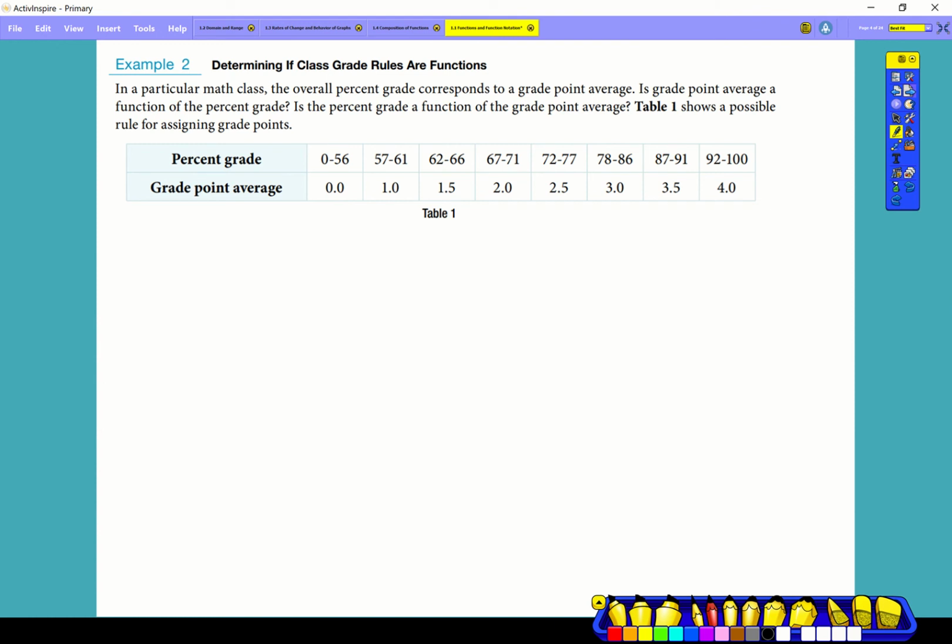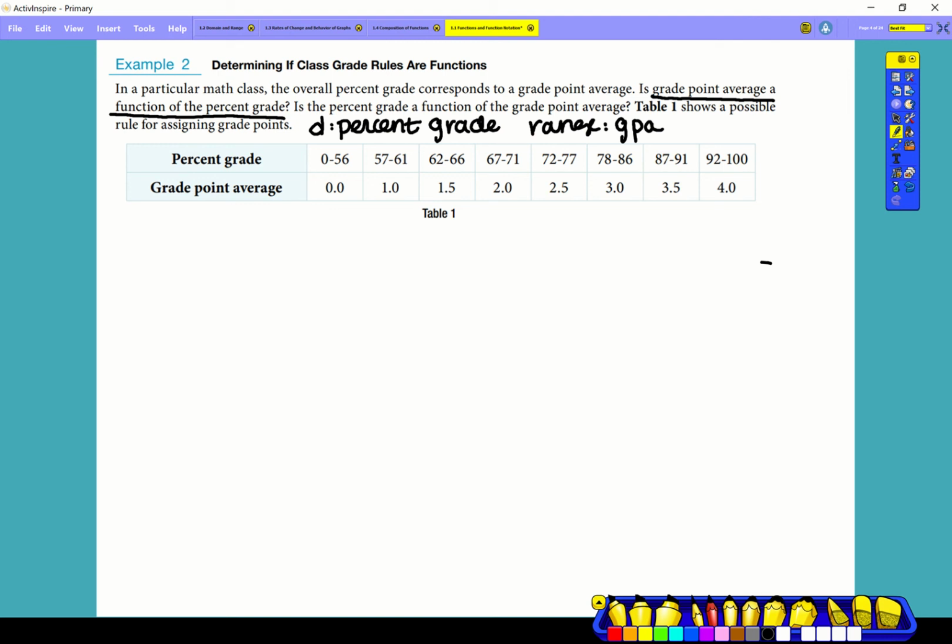So now we're going to determine if this is a function. In a particular math class, the overall percent grade corresponds to a grade point average. Is the grade point average a function of the percent grade? So that means that our domain is the percent grade, and our range is the grade point average. I'm going to just write GPA because I know all of you know what GPA stands for, so we're going to stick with that.